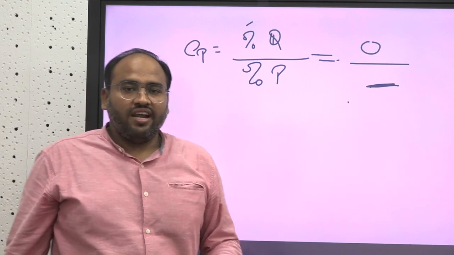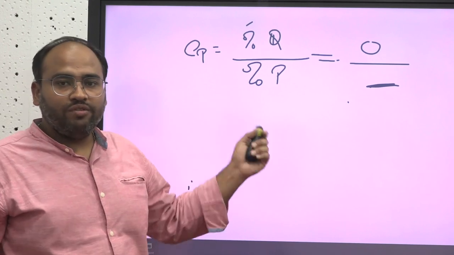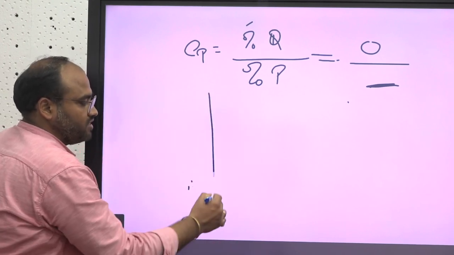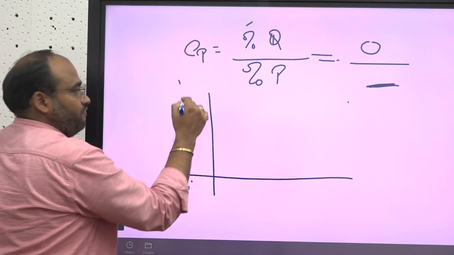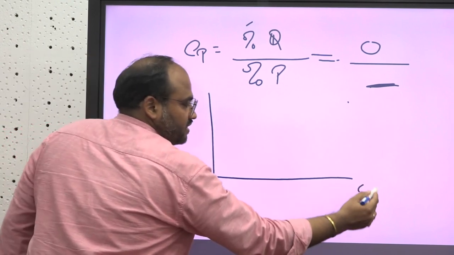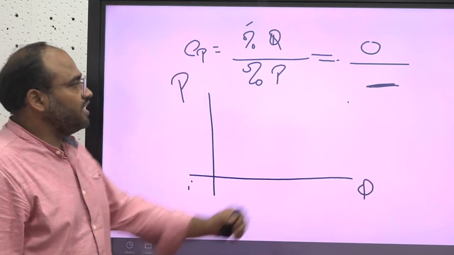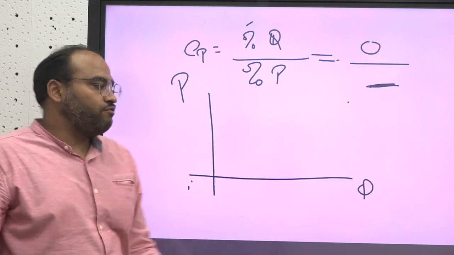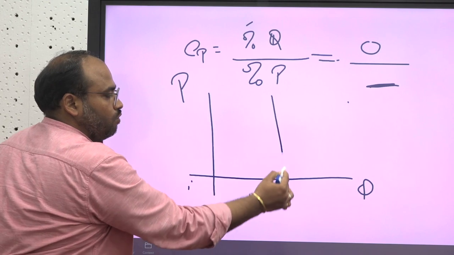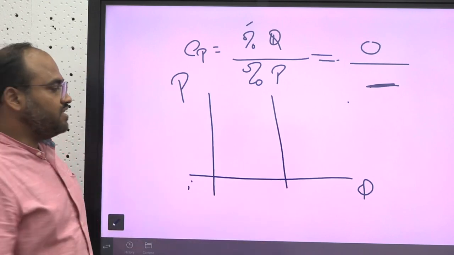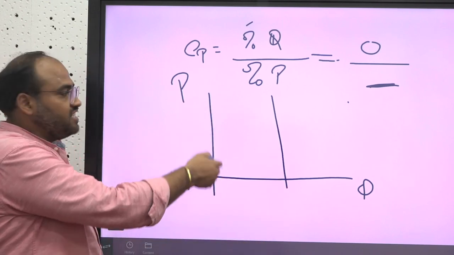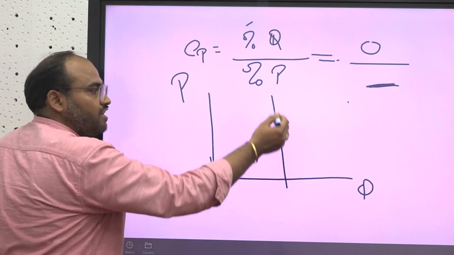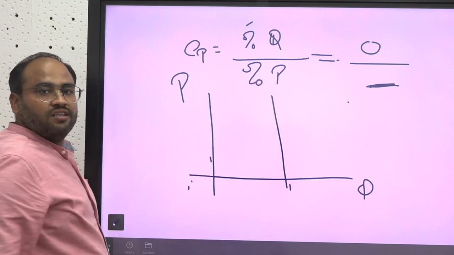So the question arises, how do we prepare the graph for this situation? Now see, if we say this is price and this is quantity, and we are saying that there would be no change in the quantity demanded, so the curve would be a vertical line. It means that irrespective of the change in price, the quantity demanded of the commodity remains the same.